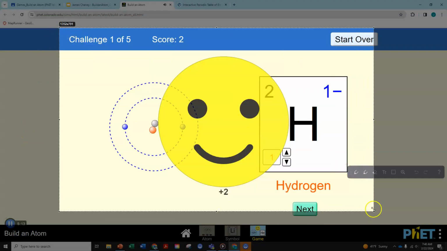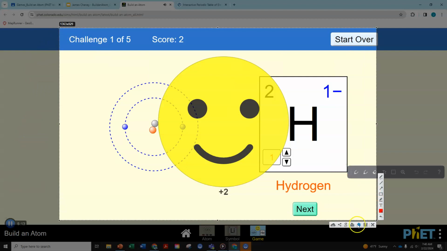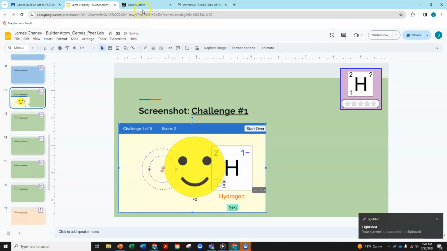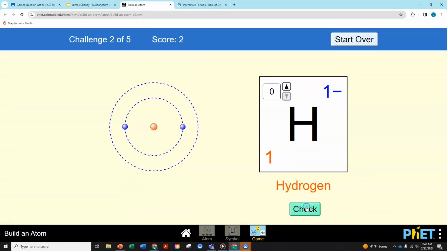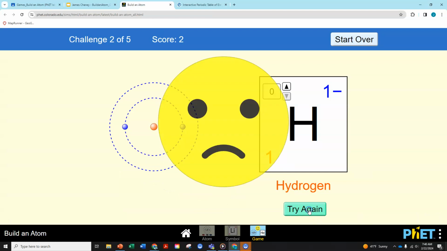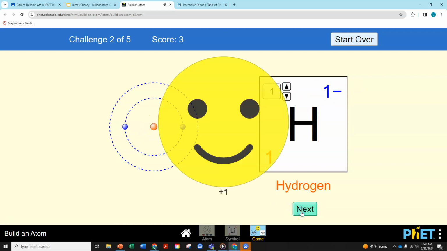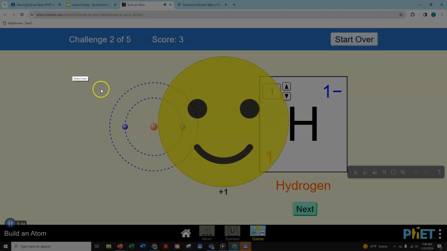Okay, challenge 1 of 5, here we go. Copy that, go back over, and we're going to paste it in there, Control V. And let's try one more of these. Oh, it already gave us the atomic number. We have a negative charge because we know that there's 2, and it's asking about weight. So there's only 1 in there for weight, so we're going to go 1, check, and here we go.